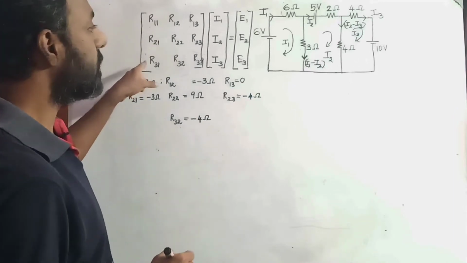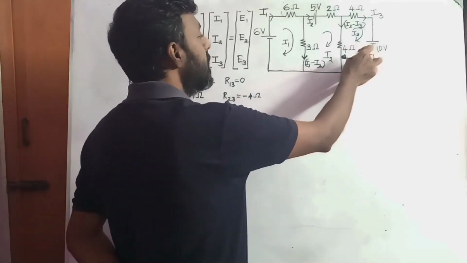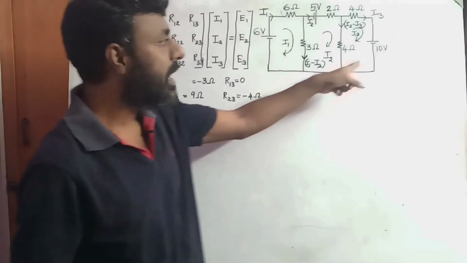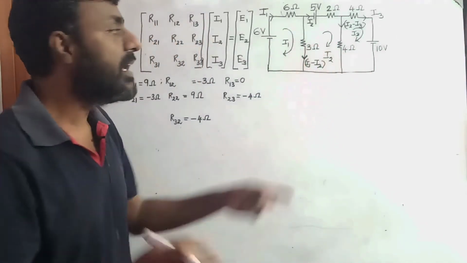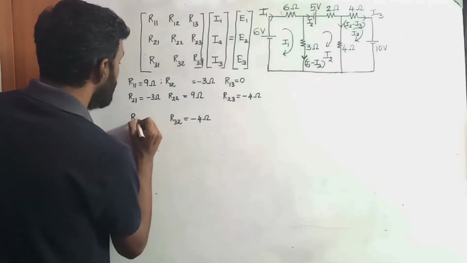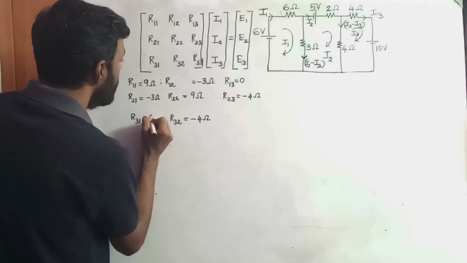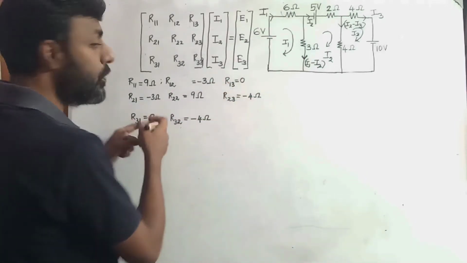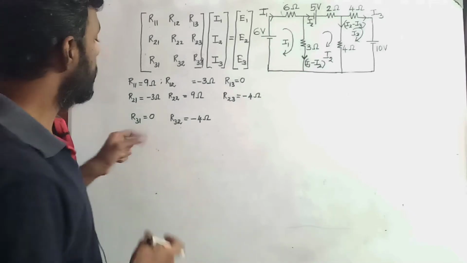Similarly for R31, this is compartment number 3 and this is compartment number 1. Compartment 3 and compartment 1 don't have any kind of physical contact. So R31 will be 0, just like R13. R13 is equal to 0. Similarly R31 is equal to 0.